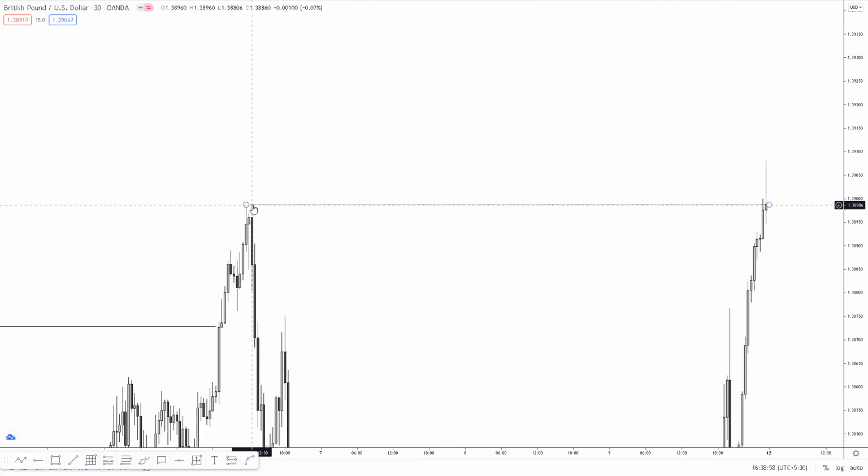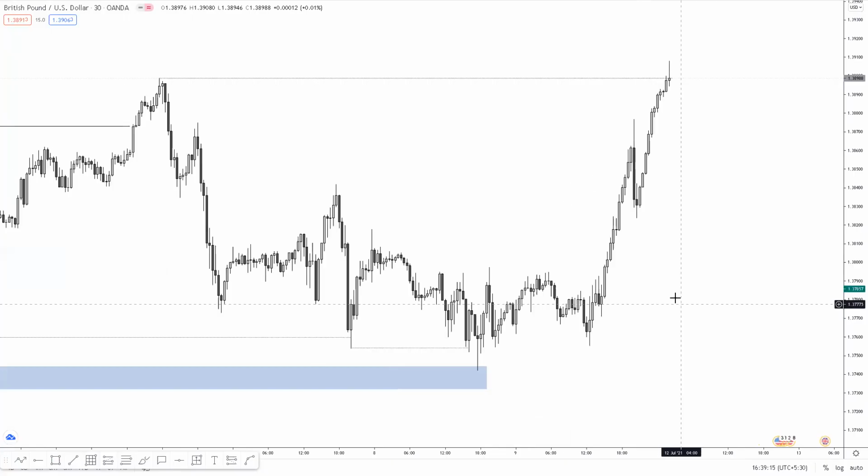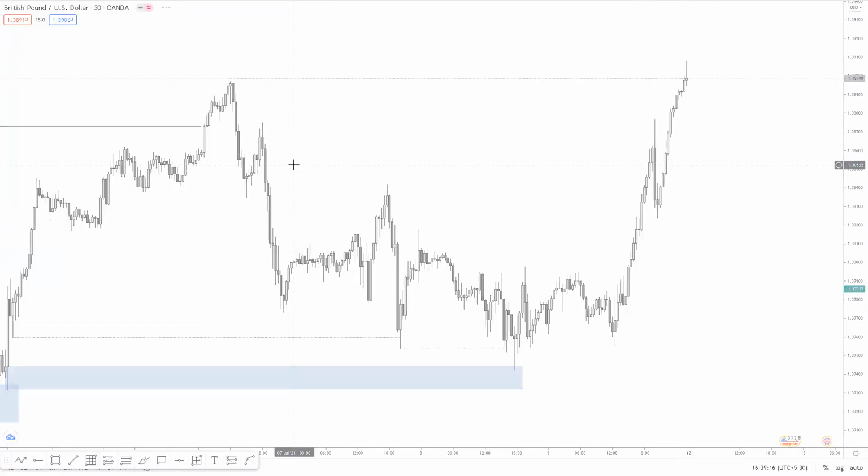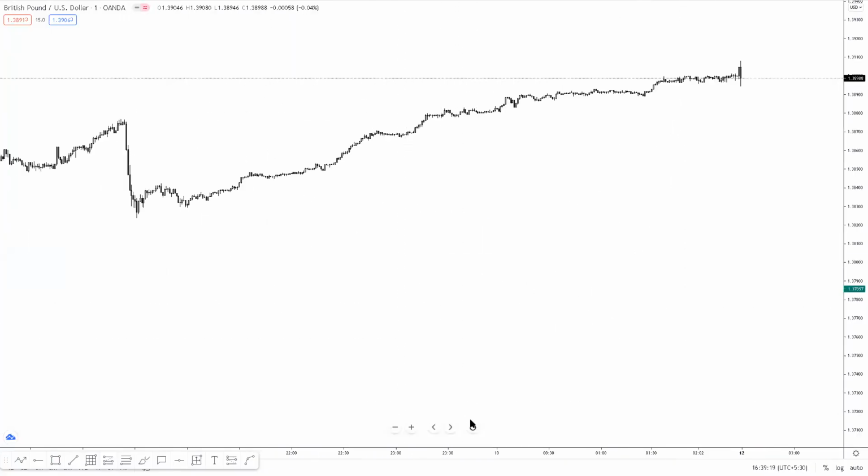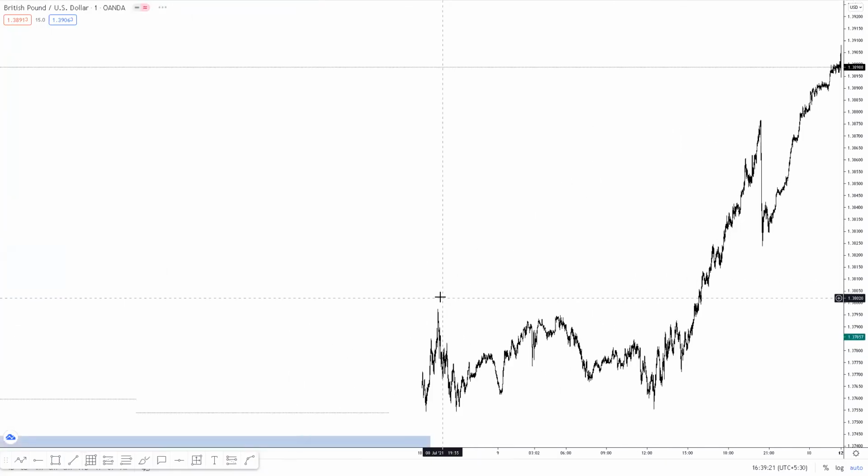It took out this high, and you see immediately it started coming back down, because now the buy stops have been activated right here. So they activate that, and now they do not want them to profit, so it's coming back down. You see that? So what I did was this. Now the fun begins.